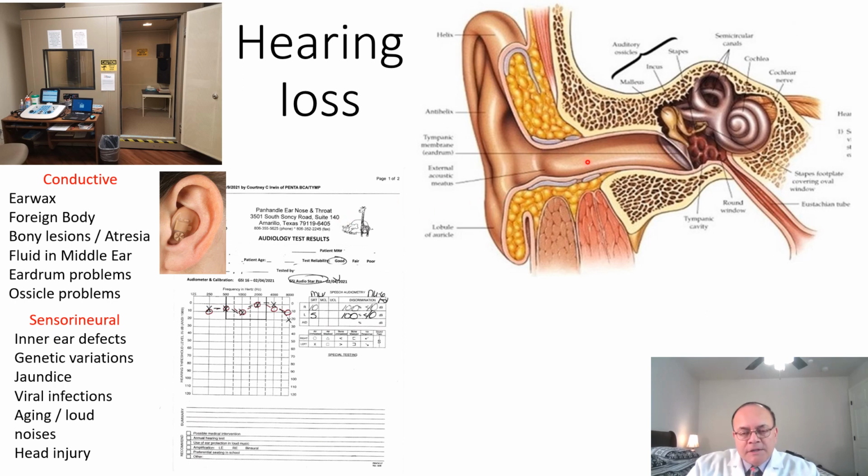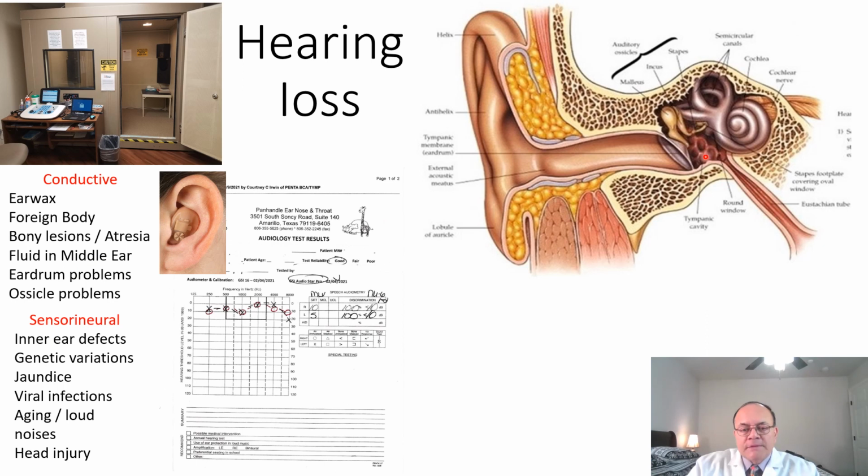Conductive hearing loss is when the sound conduction down the canal to move the drum, to move the ossicles, is impeded. And how does that happen? It can happen due to earwax plugging up the canal. It can be due to a foreign body plugging up the canal, like in children with a bead inside the ear. It can be due to a bony lesion.